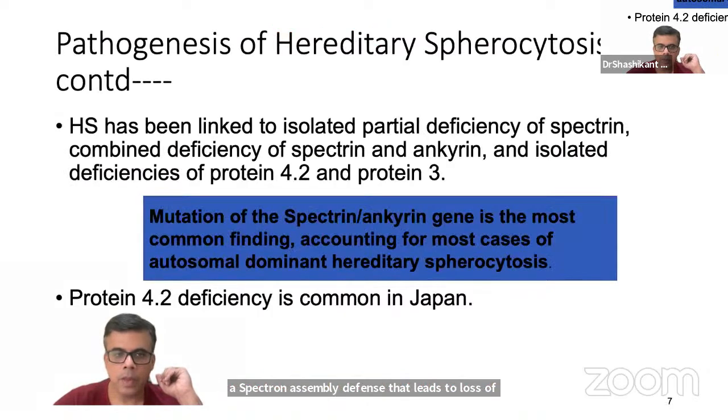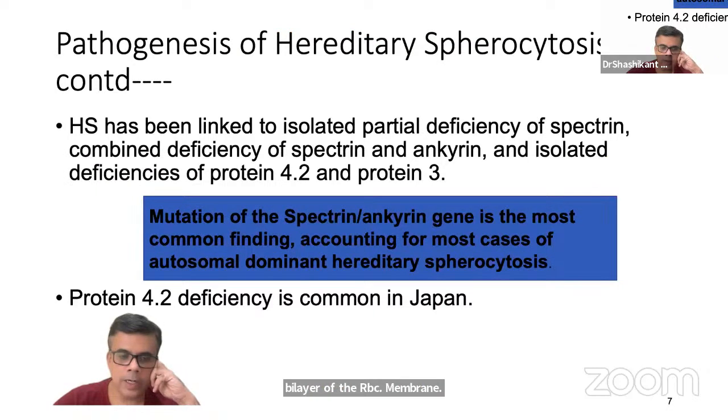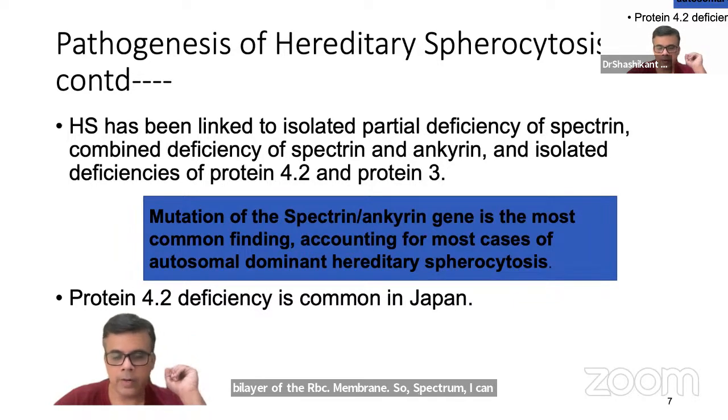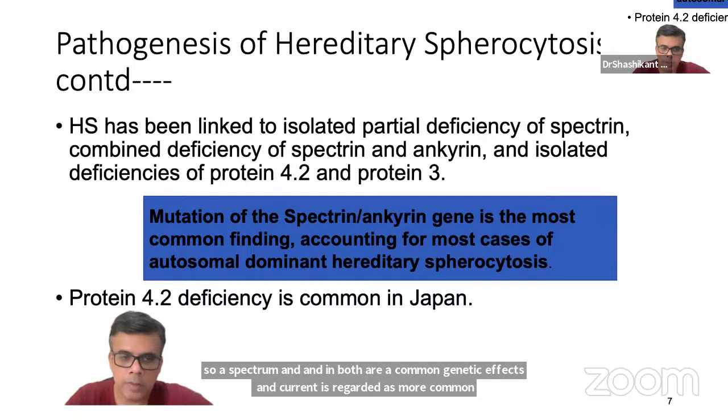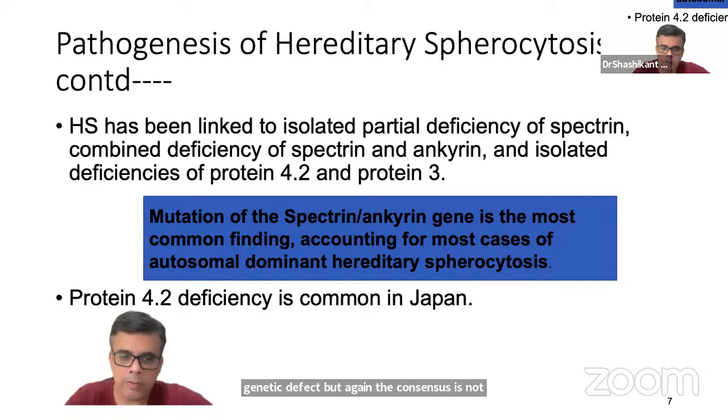membrane. So spectrin and ankyrin genetic defects are commonly seen, and in some areas, in countries like Japan, protein 4.2 and even band 3 protein may also be deficient. So whenever it is asked, spectrin and ankyrin are both common defects. Ankyrin is regarded as the more common genetic defect, but again the consensus is not very clear. But whatever the ankyrin or spectrin gene defect, the ultimate thing is the defect in the assembly of spectrin.